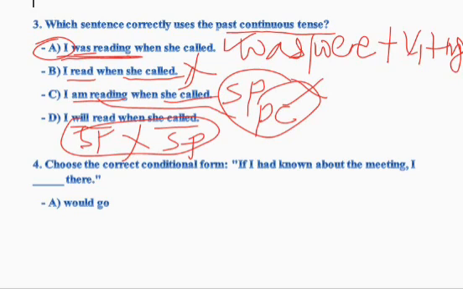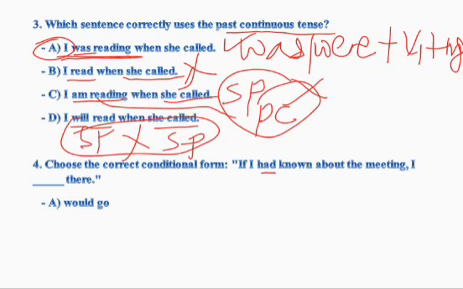Okay, question 4. Choose the correct conditional forms from the sentence that says, "If I had known about the meeting, I dash there." What is our given? The clue that we have here is "if," the if clause. We have the full if clause. That's what has been given to us in the if clause.